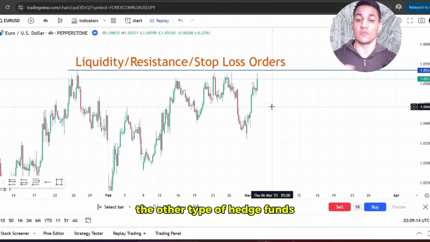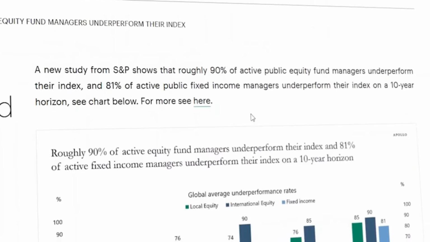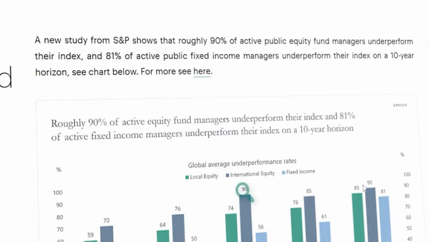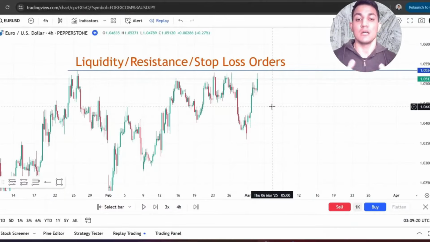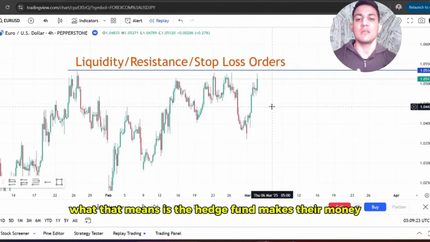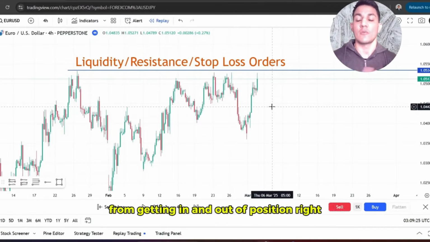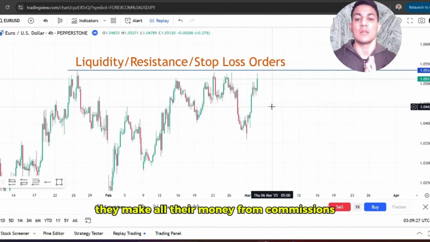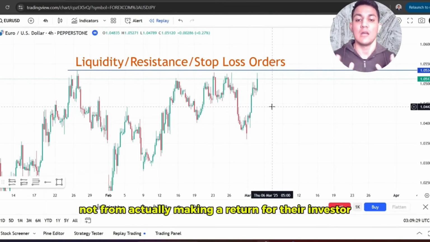The other type of hedge fund, and you've probably heard this stat where 90% of hedge funds underperform the S&P 500, they make the majority of their money from churning. Now, what that means is the hedge fund makes their money from getting in and out of positions, right? They make all their money from commission, not from actually making a return for the investor.